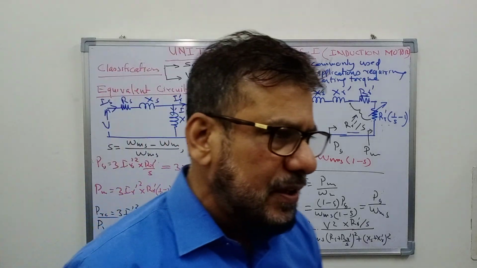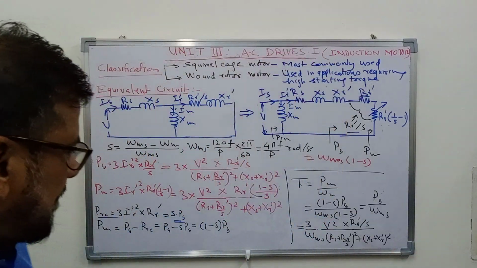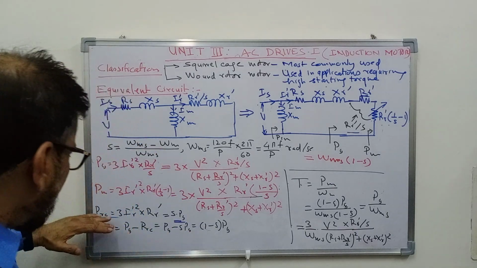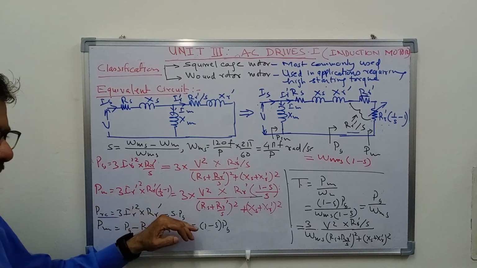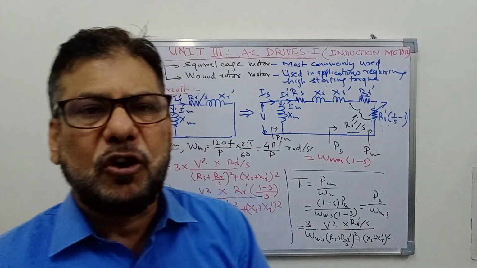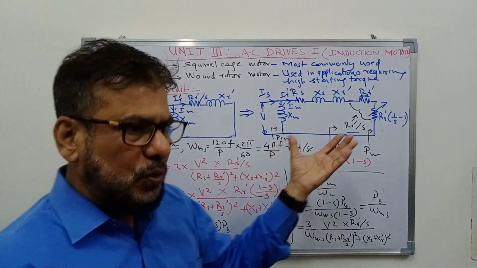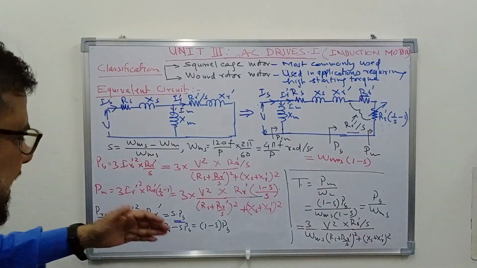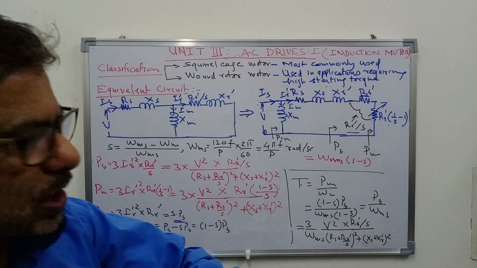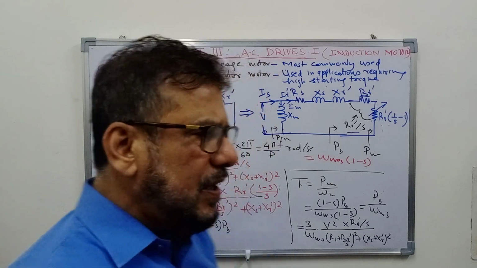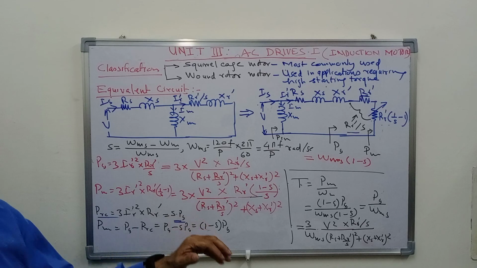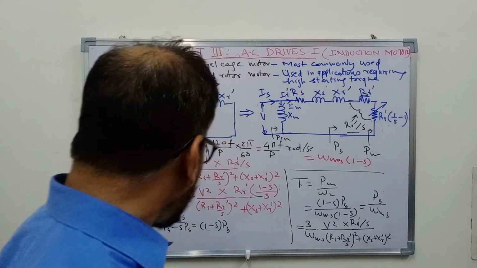This means that if slip is equal to 1, that is when the rotor is stationary, at standstill, in that case the rotor copper loss is the same as the air gap power. That is, whatever power reaches the rotor will be consumed in the form of heat in the rotor circuit resistance. And as the slip decreases, some power flows at the output in the form of mechanical power. And in the normal running condition, the rotor copper loss is small because slip is very close to 0.